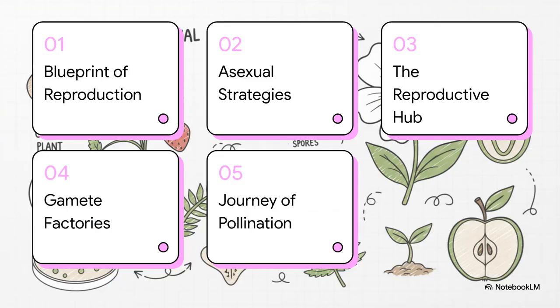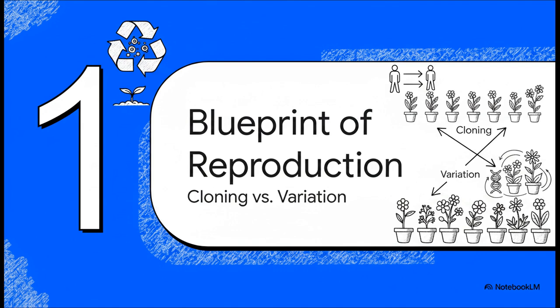Here's our roadmap for today. We'll start with the blueprint of reproduction, look at asexual strategies in nature, explore the flower as a reproductive hub, dive into gamete production factories, and finally trace the journey of pollination. Section 1. The blueprint of reproduction, cloning versus variation.